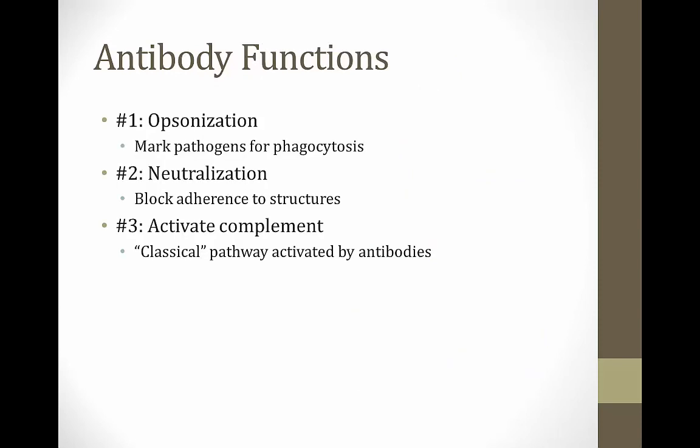There are 3 functions that antibodies perform that are helpful in eliminating pathogens from the body. The first function is opsonization. This is attracting other white blood cells which will kill the pathogen. So antibodies mark pathogens for phagocytosis. The second function is neutralization. Antibodies can block adherence to structures of pathogens. So for example, if those large IgM pentamers coat a virus, then the virus can't adhere to structures and get inside of cells. And then the third function is that they can activate complement. The classical pathway of complement activation is via antibodies, and I talk about this in more detail in the module on complement.